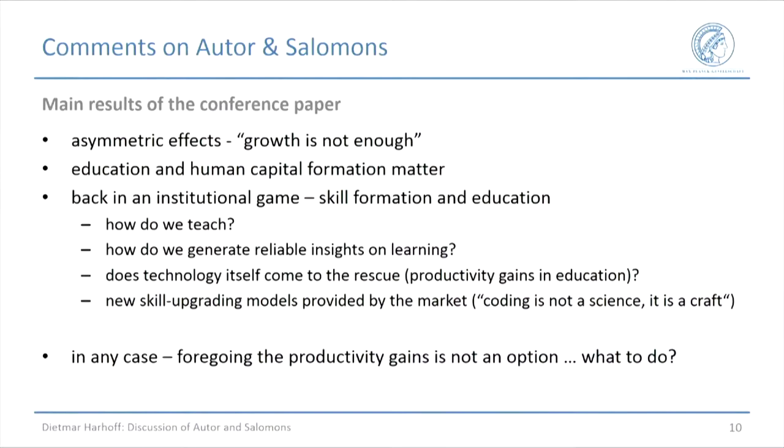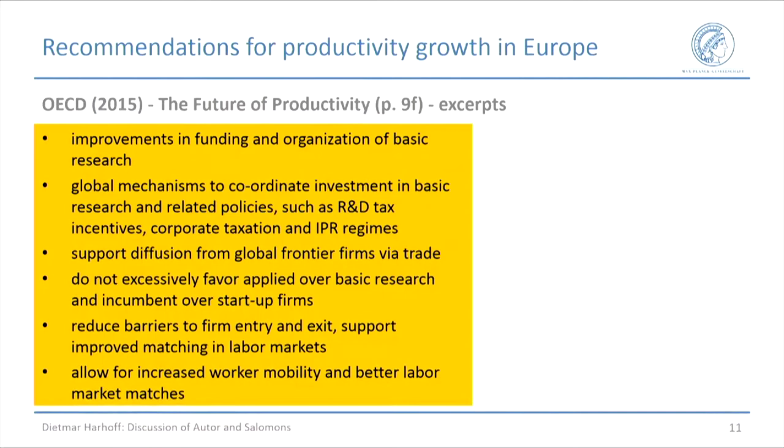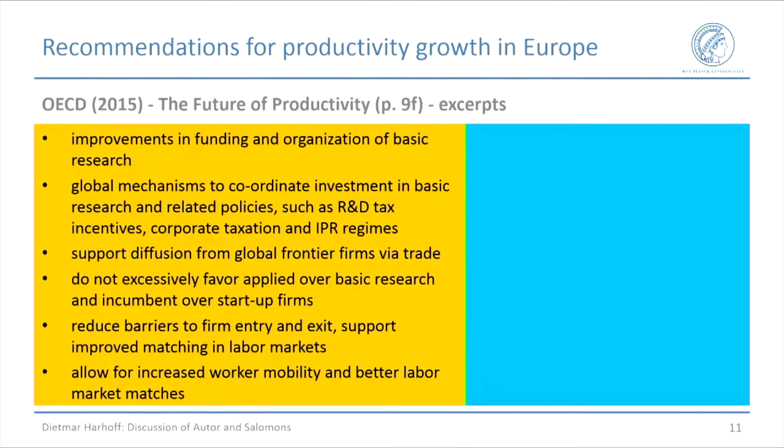So let me come back to innovation, because in any case, there's hardship here, there's need for prudent policy. We don't want to forgo the productivity gains, so what do we do? Here's a list of policy options that the OECD drew up in The Future of Productivity in 2015. And I have drawn up my own little list of what can be said positively, or maybe not so positively, for European institutions at this point in order to get at the added productivity and innovation.